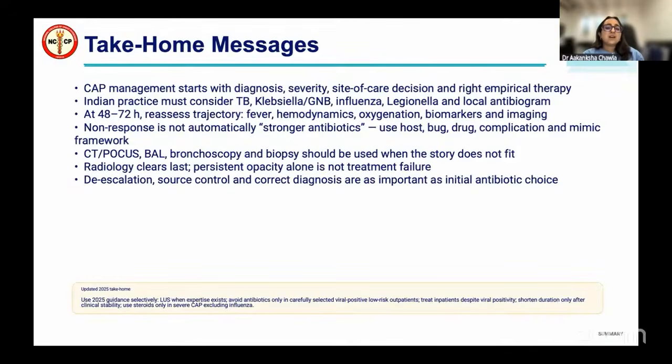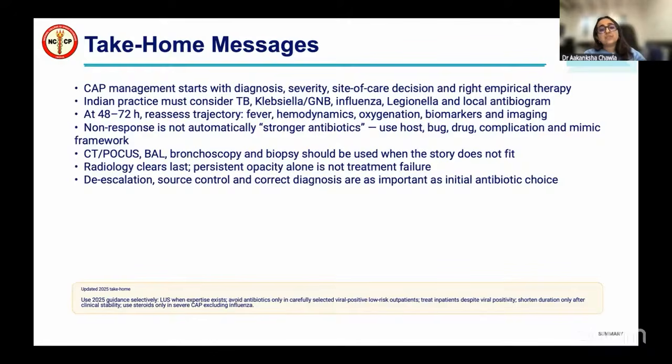So, CAP management starts with the diagnosis, severity, site of care decision, and right empirical therapy. In Indian practice, you must remember TB, do not forget it. And of course, Klebsiella, gram negatives, influenza, and the local antibiogram always. At 48 to 72 hours, reassess the trajectory: look at the patient's presentation, symptoms, hemodynamics, oxygenation. Non-response does not automatically mean that you need to shift or put the patient on stronger antibiotics.